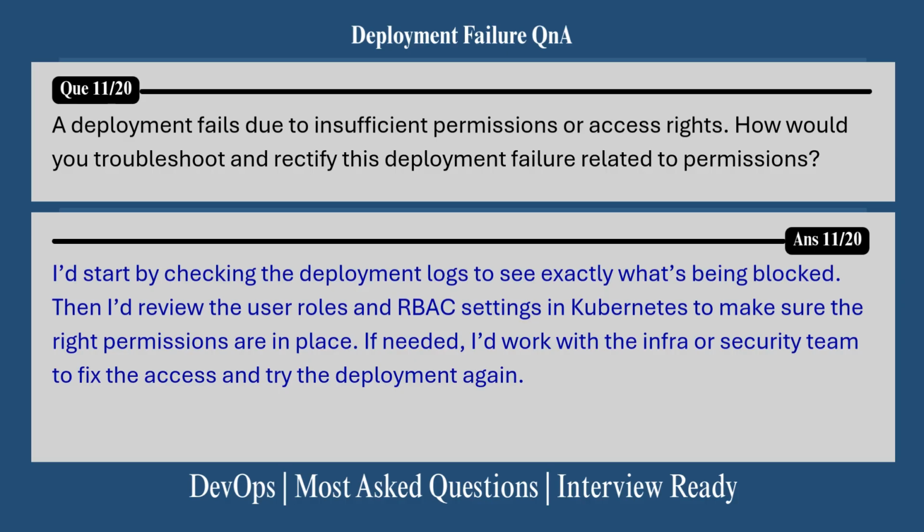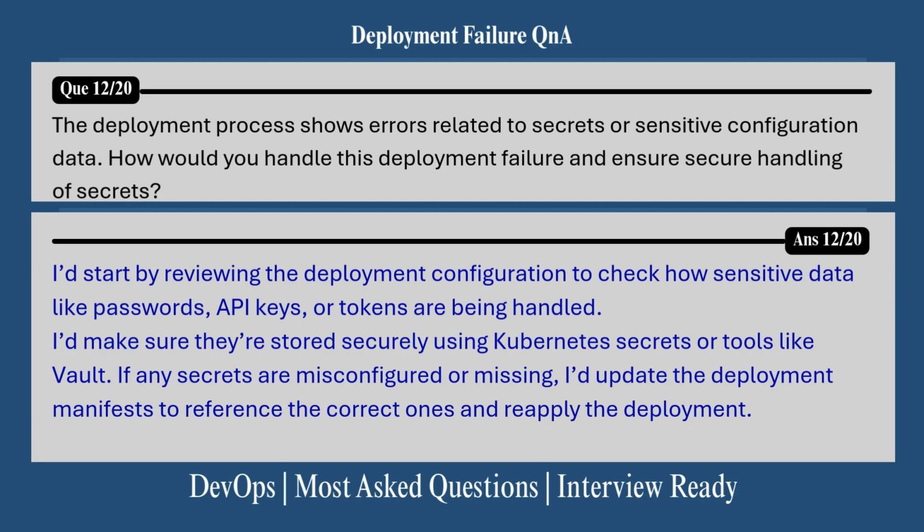I would start by checking the deployment logs to see what's exactly being blocked. Then I would review the user roles and RBAC settings, which is role-based access control in Kubernetes, to make sure the right permissions are in place. If needed, I would also work with infra and security team to fix the access and try the deployment again.